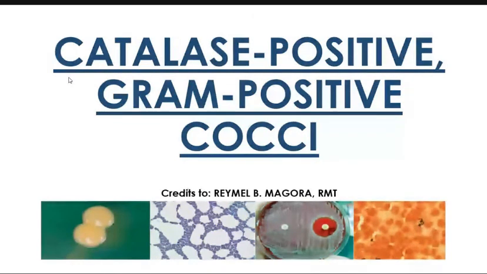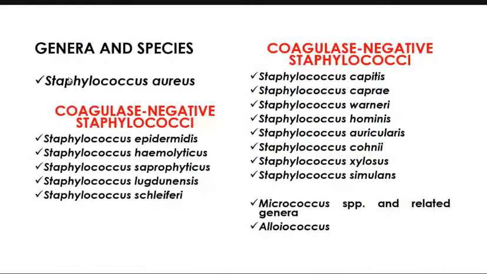So, we can see here now our genera and species. As we said earlier, we have Staphylococcus aureus, which is coagulase positive, and then we have the coagulase-negative staphylococci: Staphylococcus epidermidis, haemolyticus, saprophyticus, lugdunensis, and schleiferi. Among the coagulase-negative staph, of course, we have more of them. There are many written here, but as I mentioned earlier, the Staphylococcus that we will learn in this session are just those of medical importance.